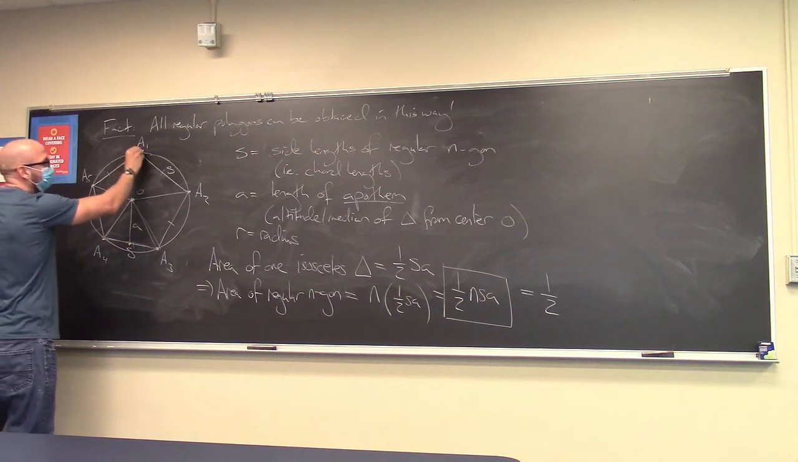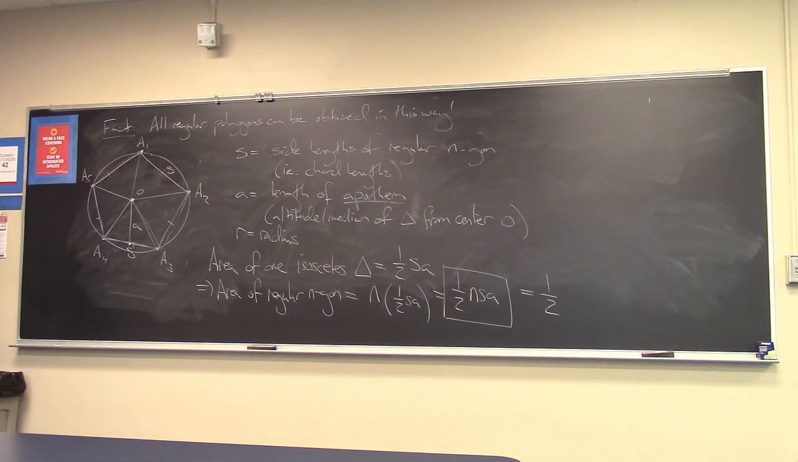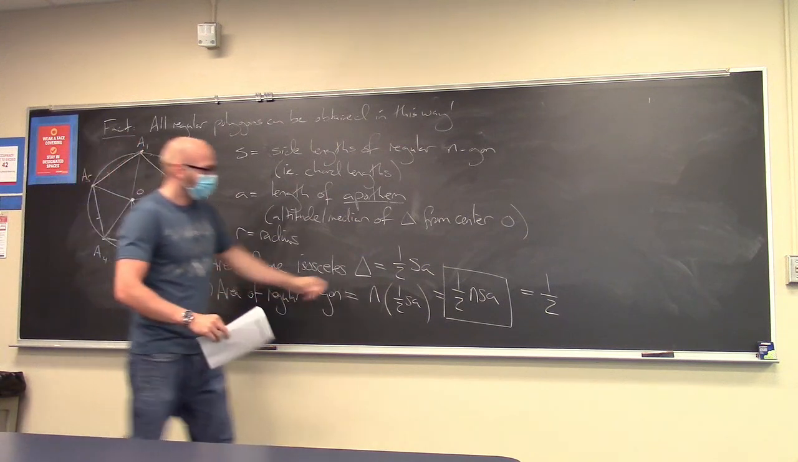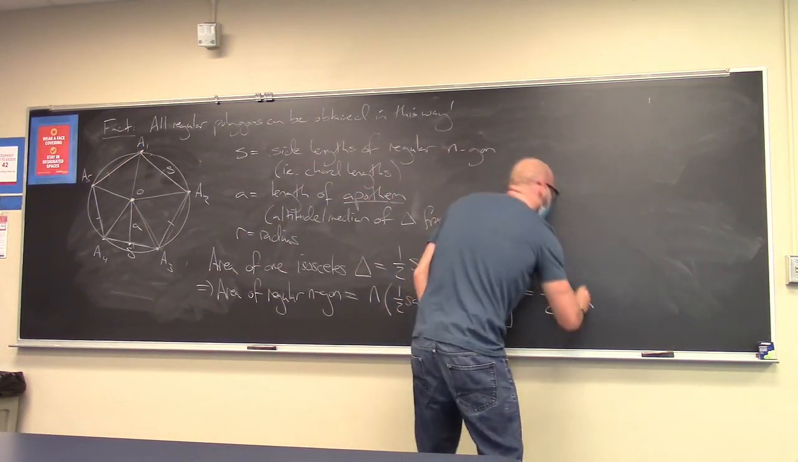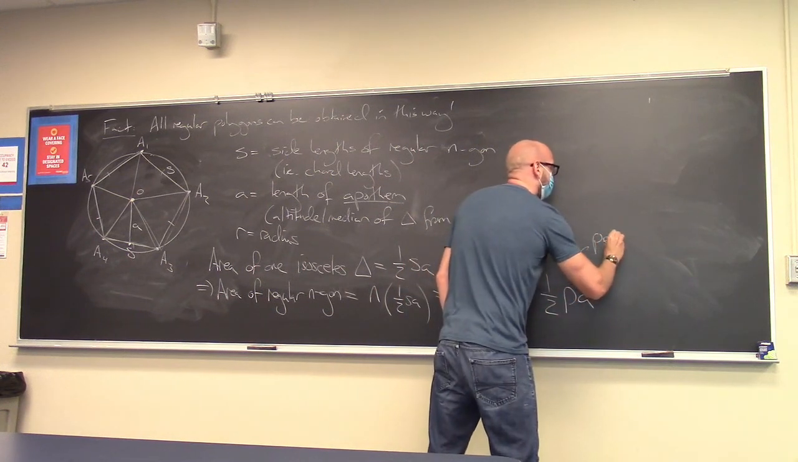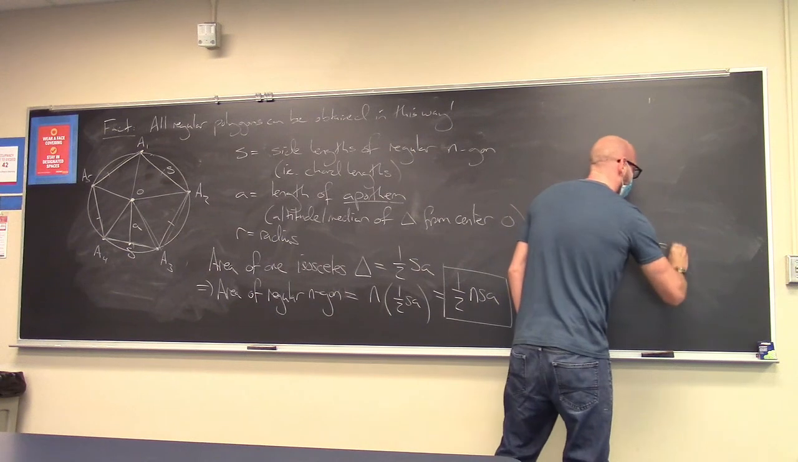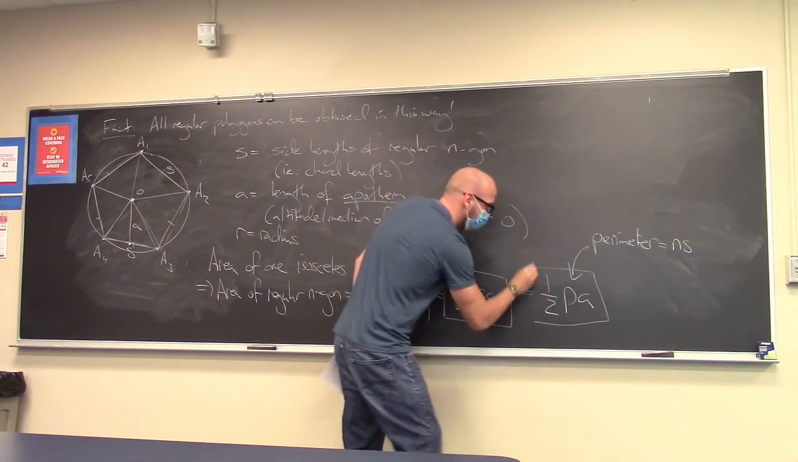What's the total perimeter of this n-gon? Each side has length S. We have n sides, so n times S. N times S, we'll call that the perimeter. So that's 1/2 times PA. Perimeter equals NS. You sometimes see this formula as well.